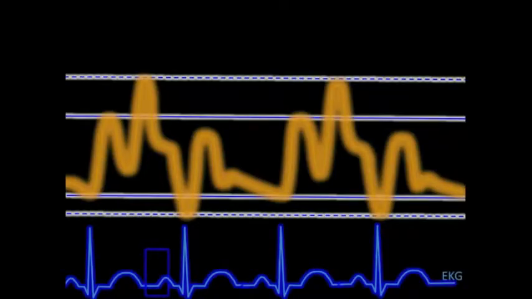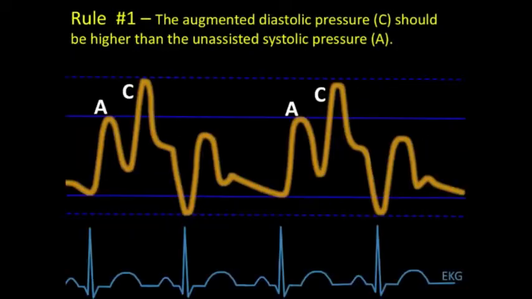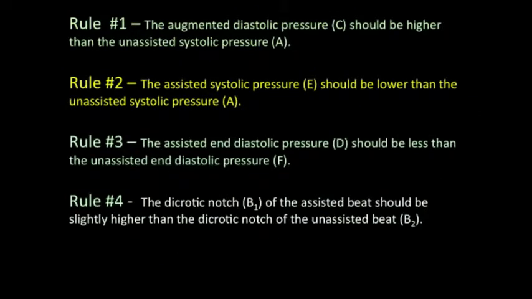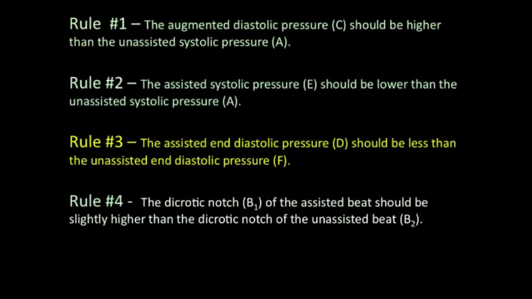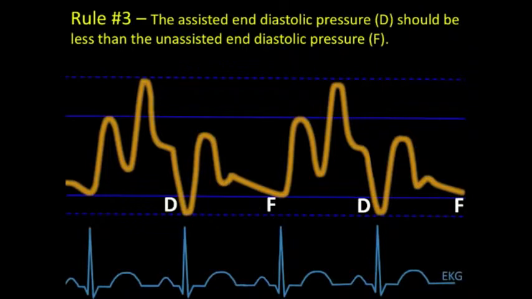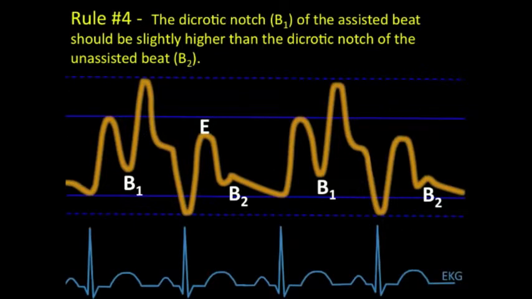So there's 4 rules that you should know. Rule number 1, the augmented diastolic pressure should be higher than the unassisted systolic pressure. Rule number 2, the assisted systolic pressure should be lower than the unassisted systolic pressure. Rule number 3, the assisted end diastolic pressure should be less than the unassisted end diastolic pressure. And finally, rule number 4, the dicrotic notch of the assisted beat should be slightly higher than the dicrotic notch of the unassisted beat.